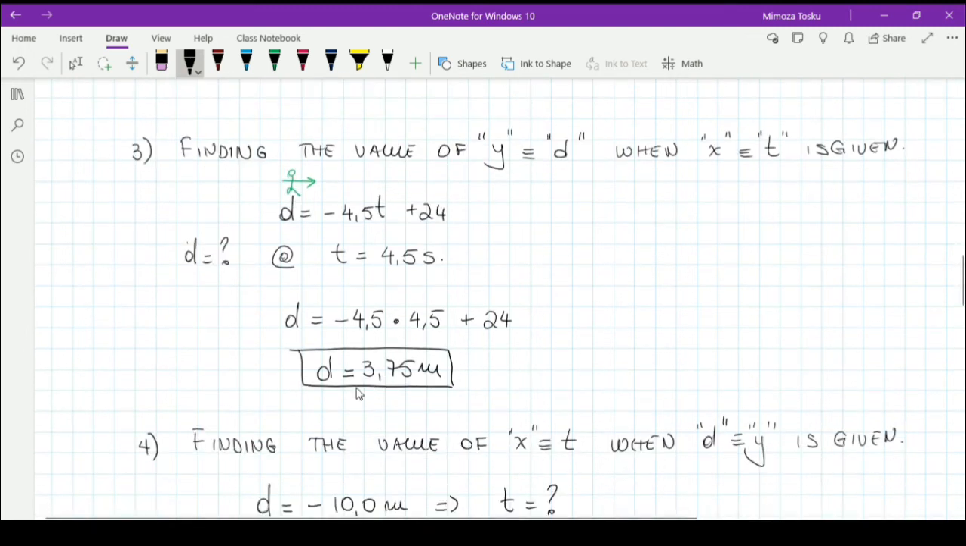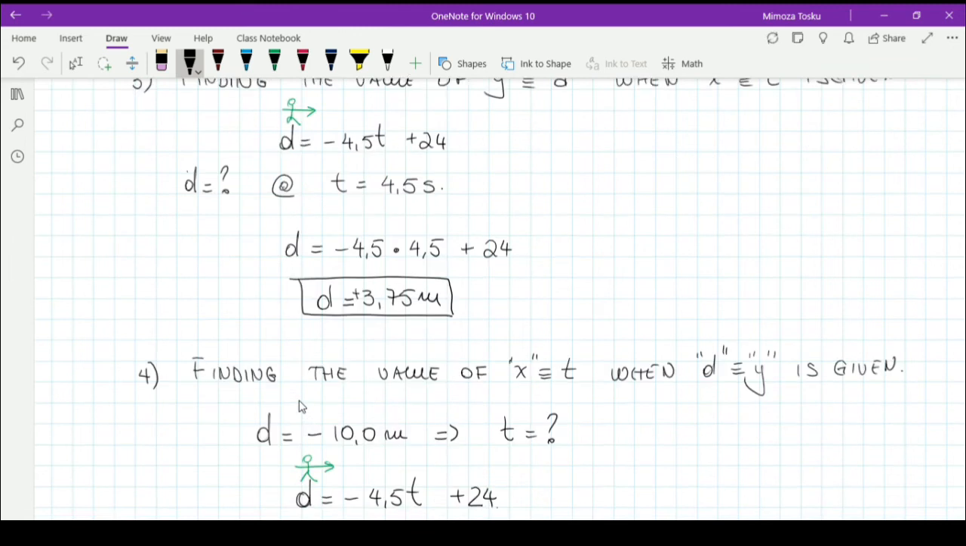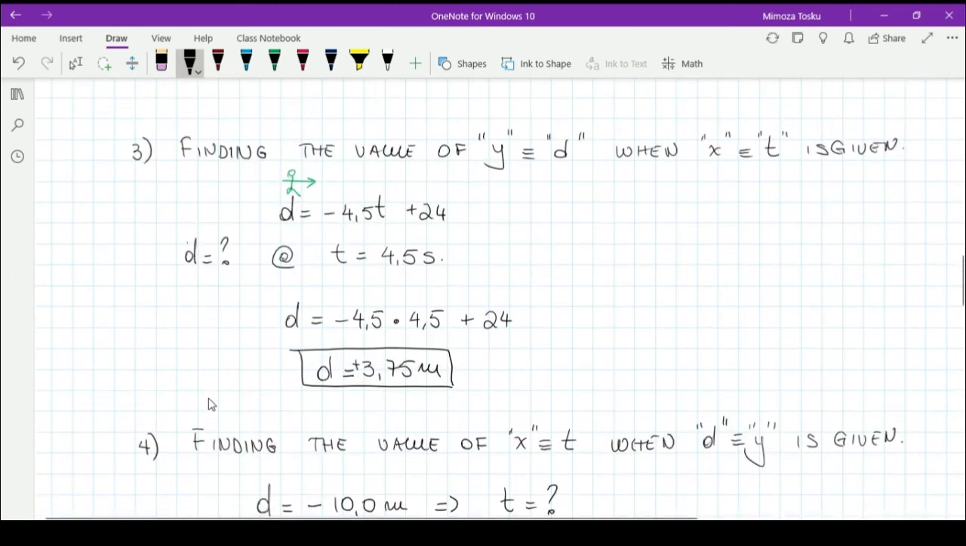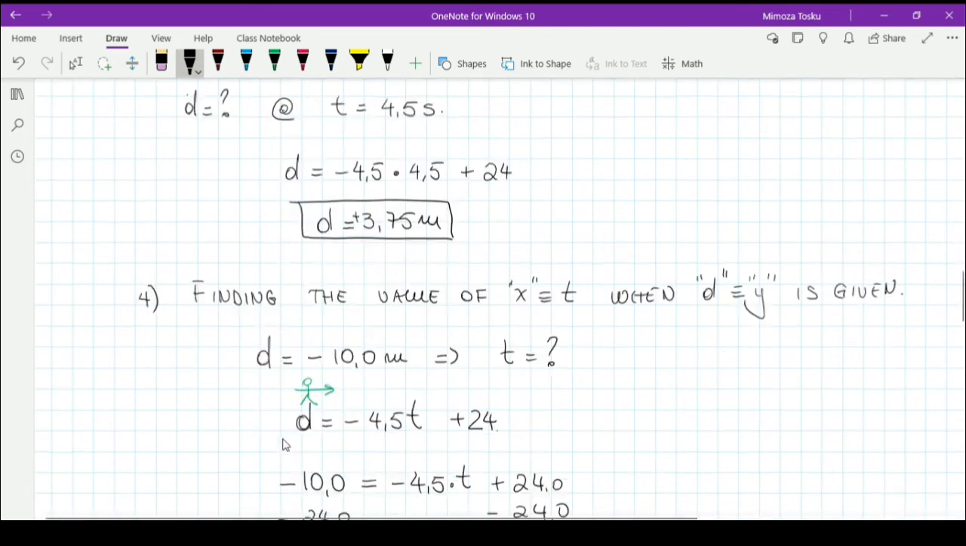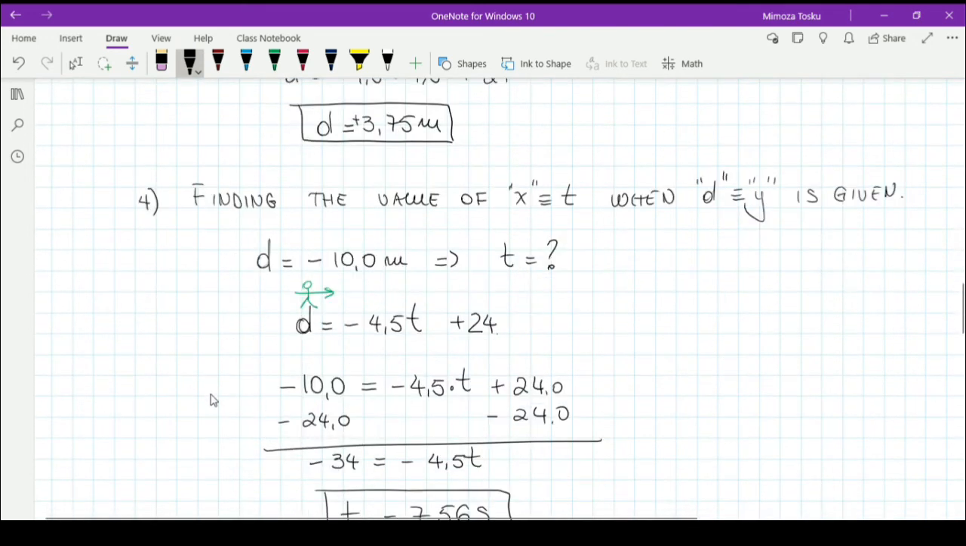After evaluating it, we can say that at 4.5 seconds, the displacement of the object is positive 3.75 meters. The next step is to find the value of x, or t in our case, when y, or d in our case, is given. This situation translates into asking what is the time that the object is 10 meters away in the negative direction, away from the original position.